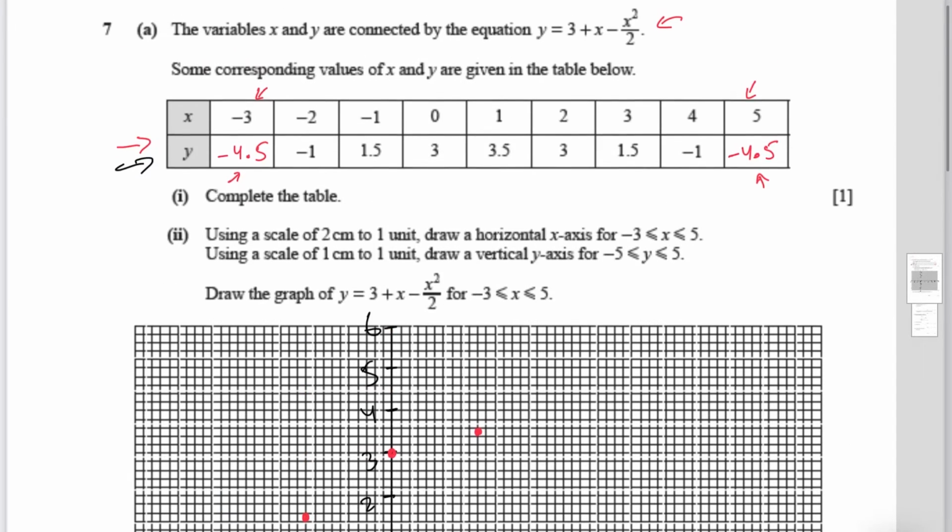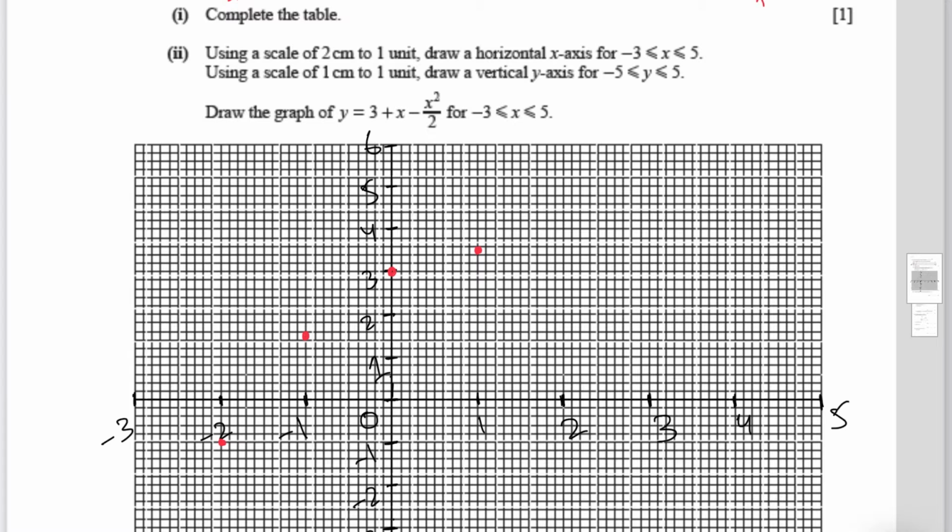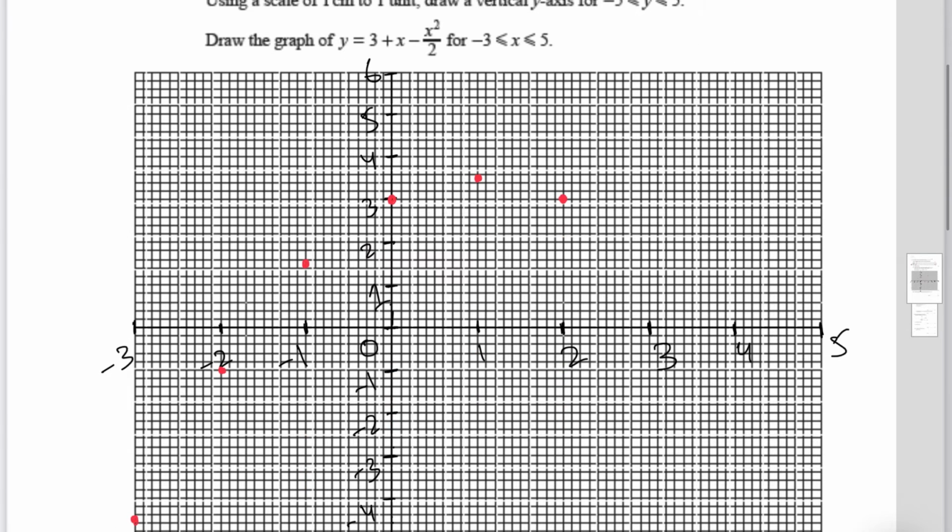Okay. The next point is 2 and 3. So 2 and 3, now we're going backwards. So 2 and 3 is supposed to be over here. Then the next one is 3 and 1.5. So 3 and 1.5 is going to be over here.